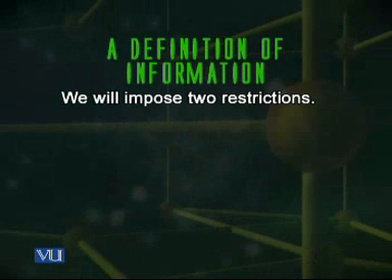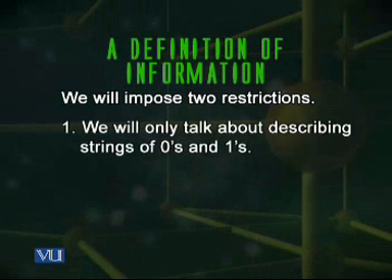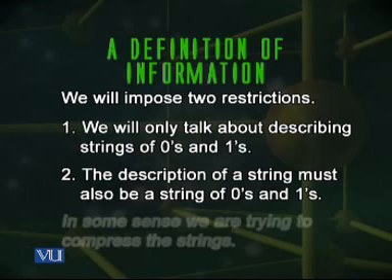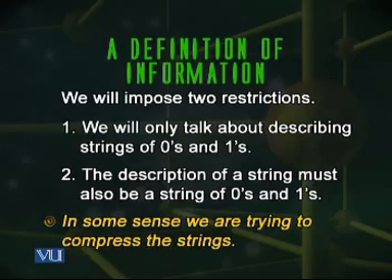What we want to do now is impose two restrictions. First of all, we will always be talking about describing strings of zeros and ones. The second thing is that each description must also be a string of zeros and ones. So in some sense, we are trying to compress strings. As a computer scientist, you know that any other alphabet can be converted into zeros and ones. Anything can be encoded as zeros and ones. So this is an extremely general way. What we are doing is talking about the minimum length description of 0-1 strings, but 0-1 strings can capture any other alphabet also.